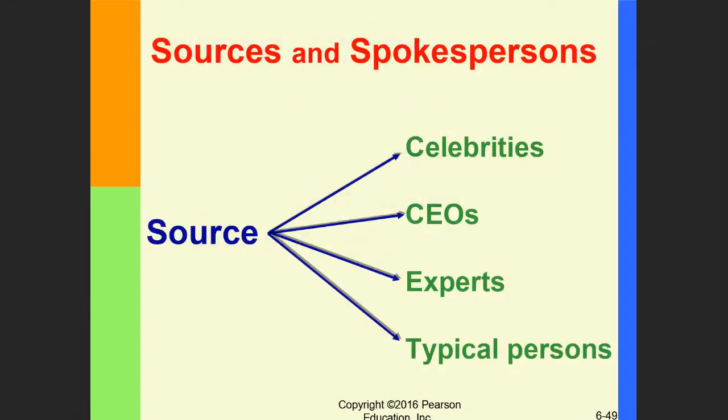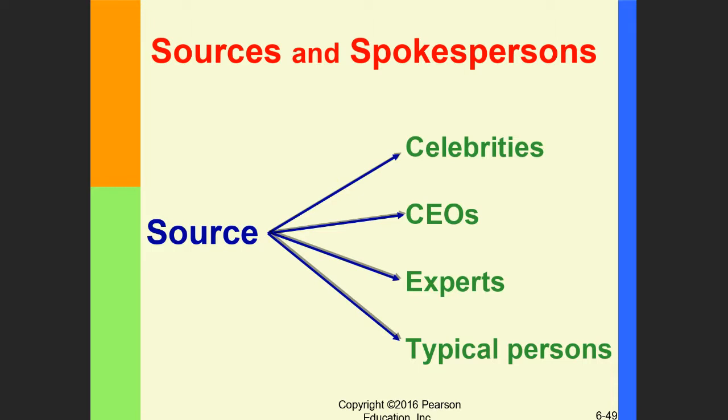Right. Let's move to the fourth decision, which is sources and spokespersons. Now it's time to think about your sources. Who are you going to be including in your campaigns and why? On what basis? Shall you choose celebrities? They can be celebrities from art, sports, music, whatever.